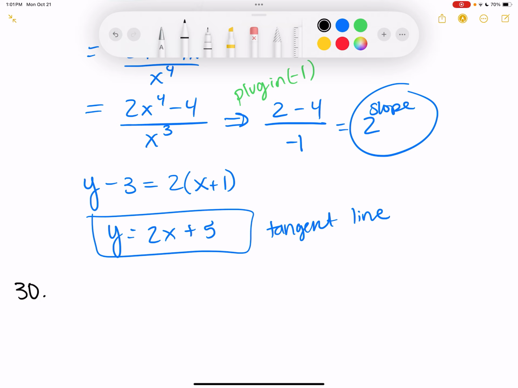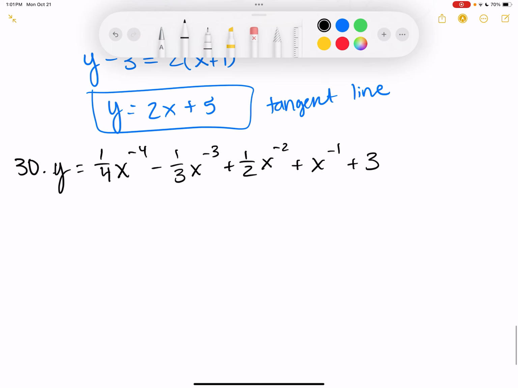Find dy dx. y equals 1/4 x to the -4 minus 1/3 x to the -3 plus 1/2 x to the -2 plus x to the -1 plus 3. I think I can get along with this one. What's dy dx?